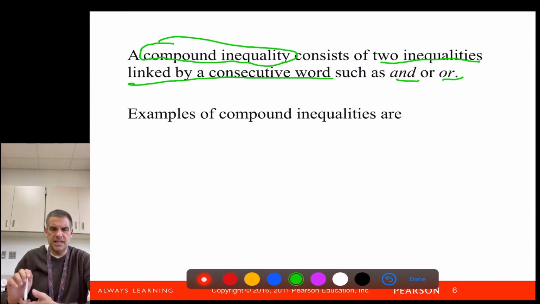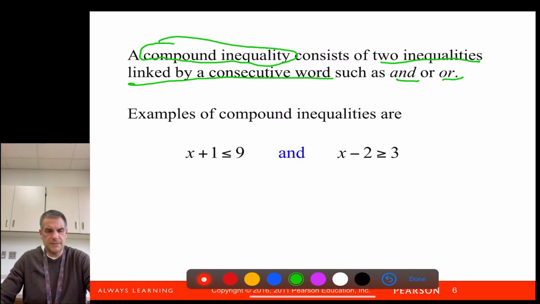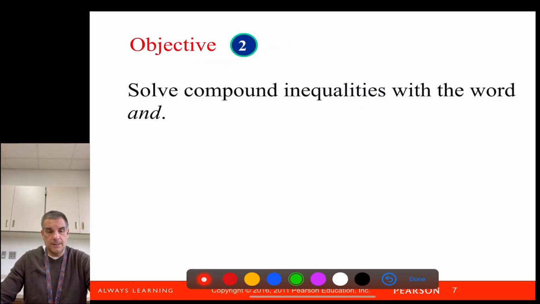So here are some examples of compound inequalities. You've got x + 1 ≤ 9 and x − 2 ≥ 3. That's an example of a compound inequality with the word and. Here's an example of a compound inequality with the word or between them.